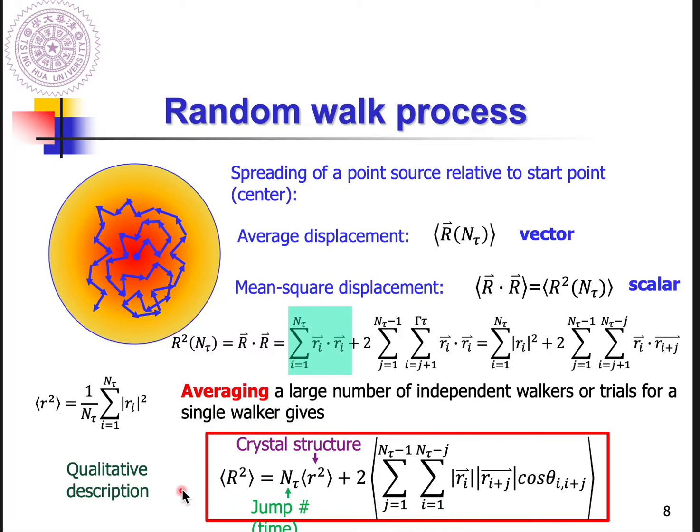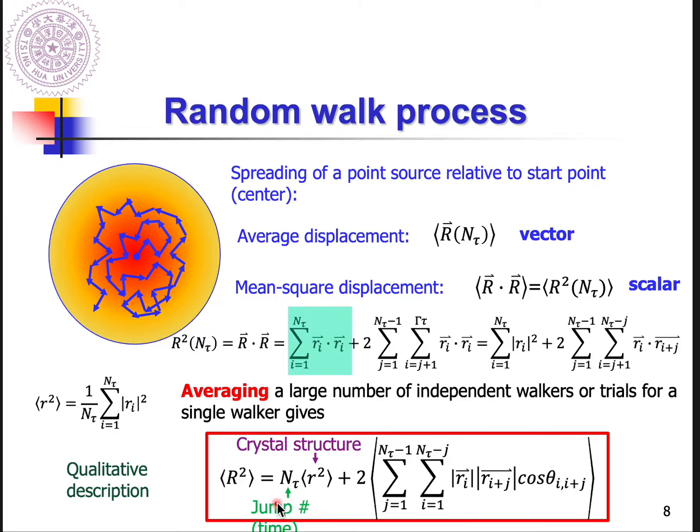Finally, we can get the quantitative description for the mean square displacement of capital R. It can be expressed as N tau, the number of total jumps, times the mean square jump distance, plus the second term, which is a sum of the cosine of theta between the i-th and (i plus j)-th jumps. And as you know, N tau is correlated with the diffusion time period, right?